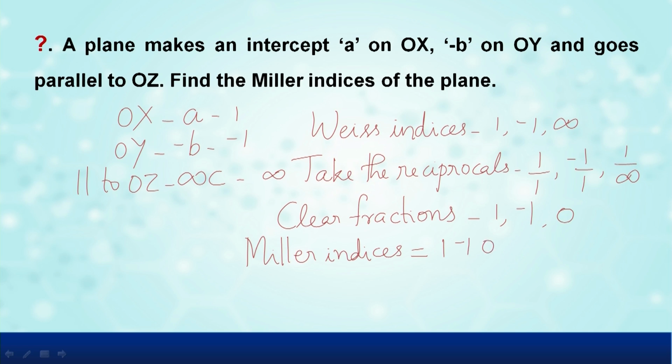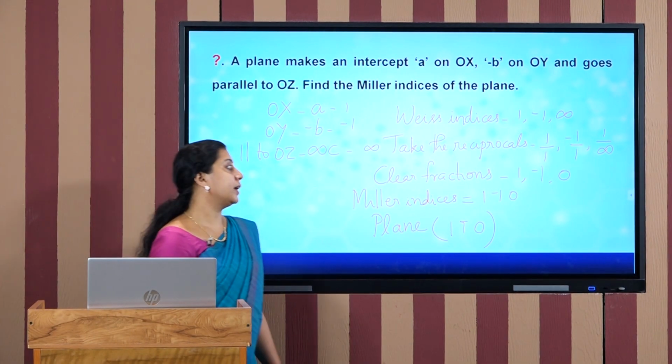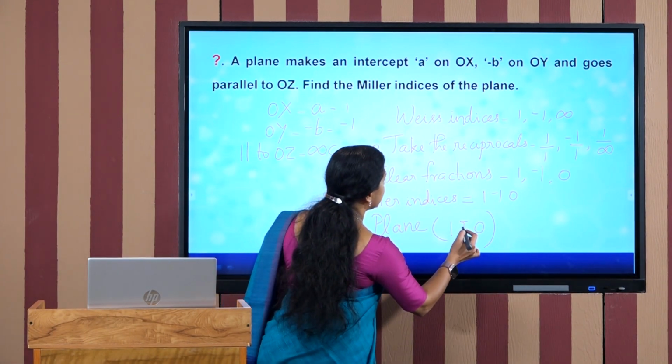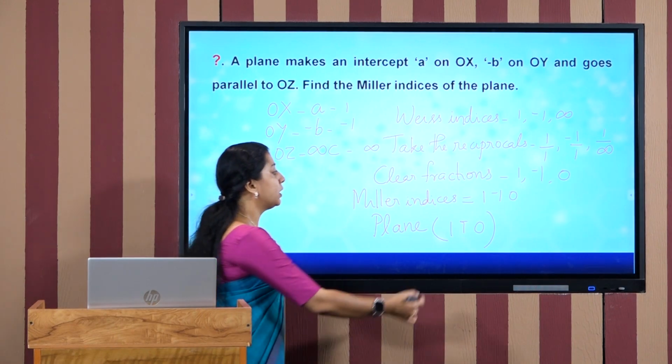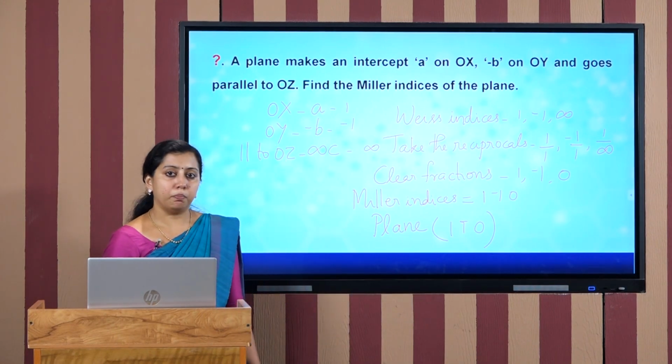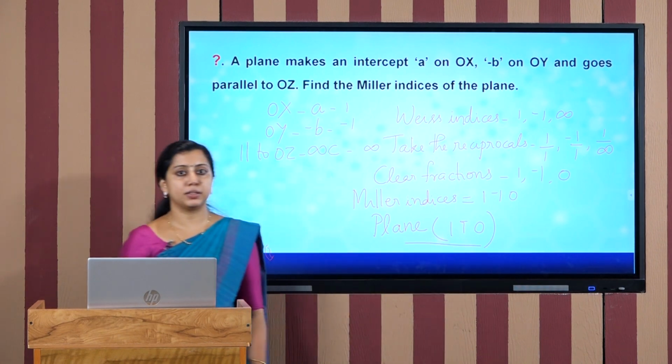So, the plane can be represented as (1, minus 1, 0). Okay. Now, if we have a negative sign, then we usually represent it using a bar over that number. Okay. So, instead of minus 1, you can represent it as 1 bar. Okay. So, the plane is (1 1 0), that is, (1 1 bar 0).